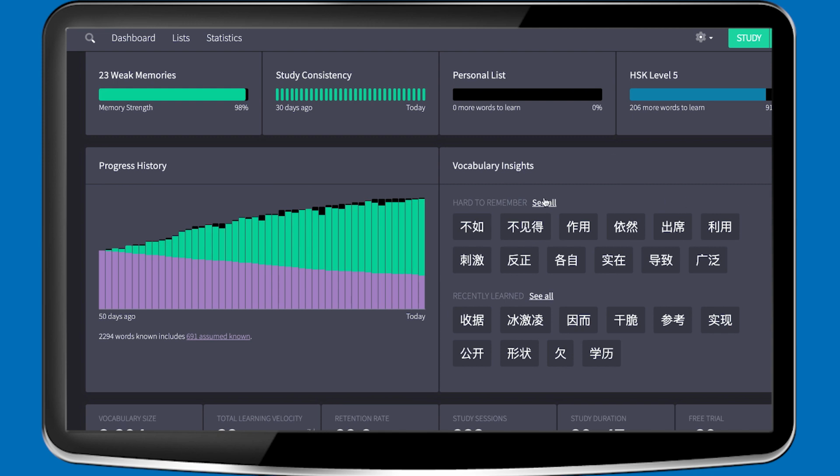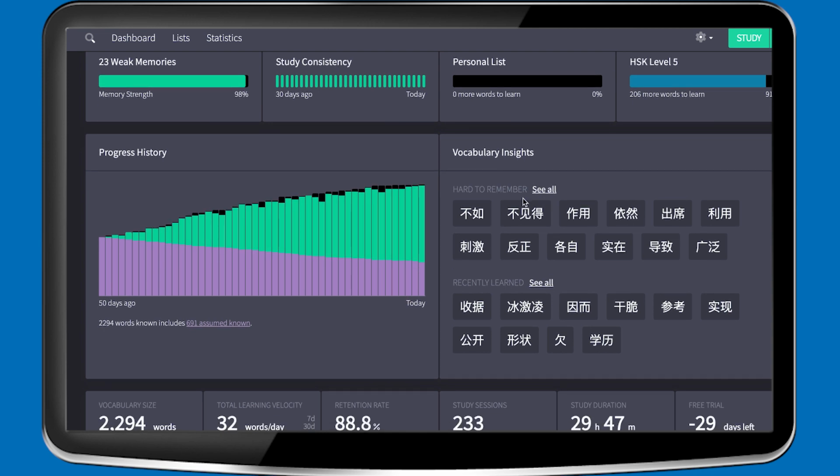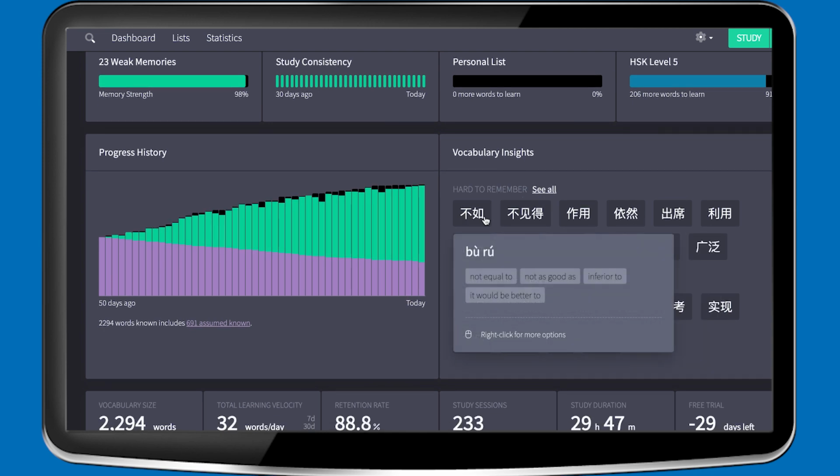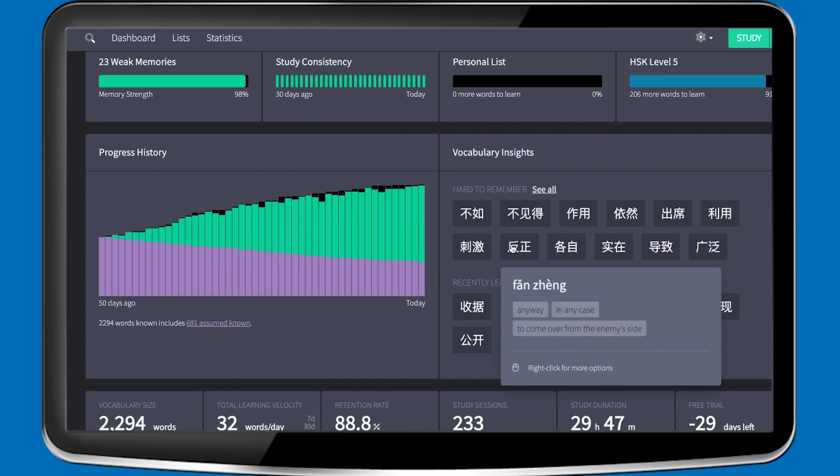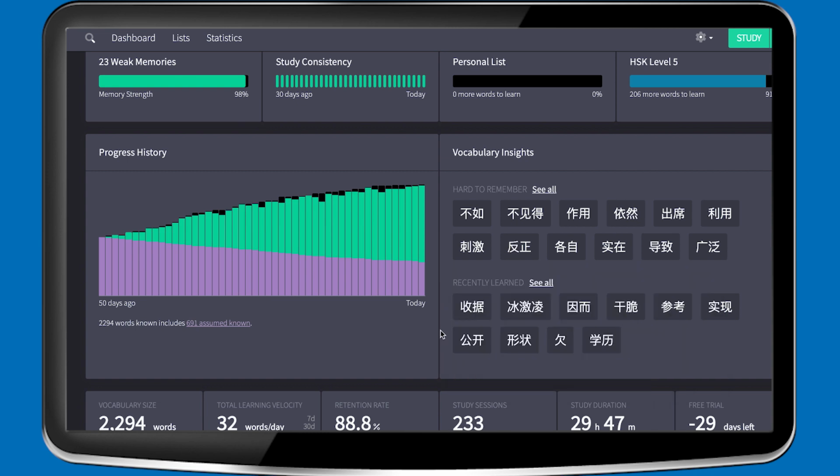So we've then got another section I want to show you here, hard to remember. So this is ones that I struggle remembering. So what it does, it groups them together. This is just a section of them. You can see all of them by clicking here. And it will tell me the pinyin and the meaning here. So I can see here this word to attend. Then we have li yong, which is to exploit. I always forget that one for some reason. This one here, fan zheng, which is anyway, etc., etc.